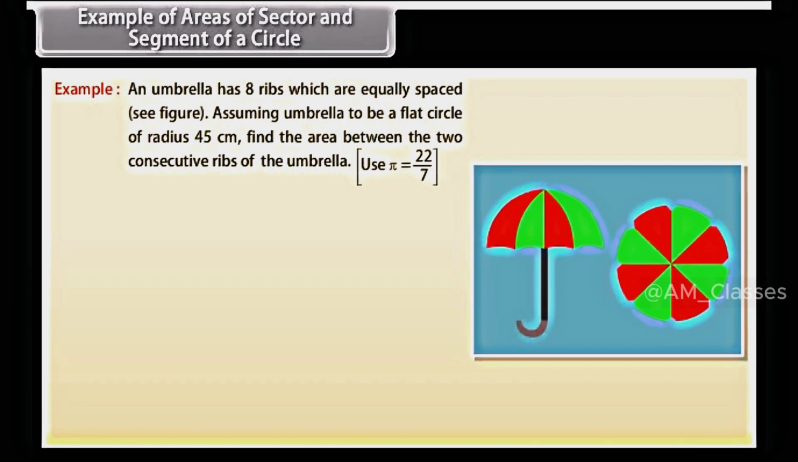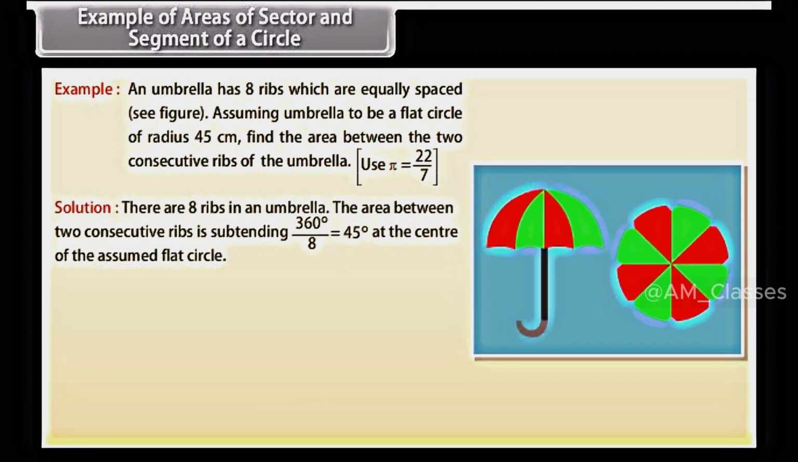Example. An umbrella has 8 ribs which are equally spaced, see figure. Assuming umbrella to be a flat circle of radius 45 centimeter, find the area between the 2 consecutive ribs of the umbrella. Use pi as 22 upon 7.